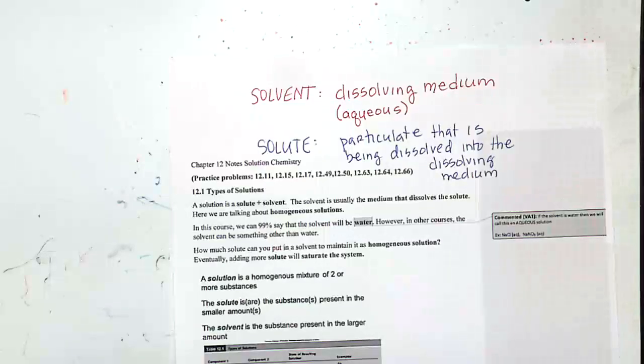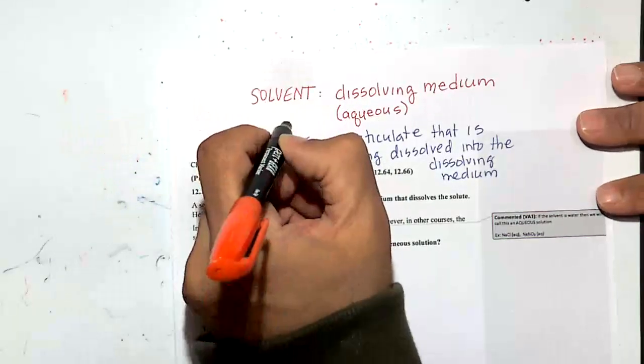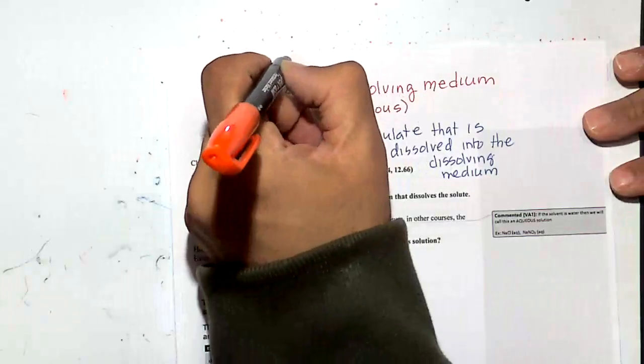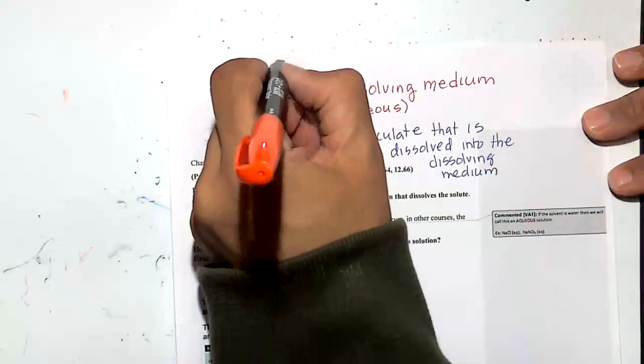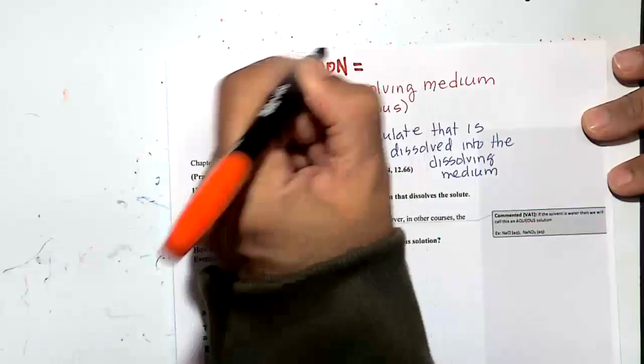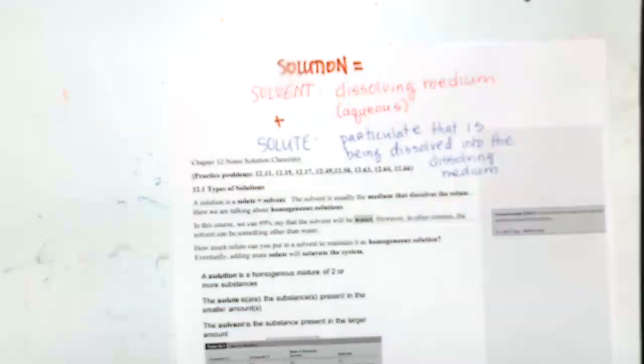So what I produce now is water here, which is solvent. This is solvent plus solute. I've produced a solution because it went in, it dissolved. So we've made a solution. The first thing I want you guys to know is that a solution is equal to solvent plus solute. So let's write that down. Solution is going to equal solvent plus solute.